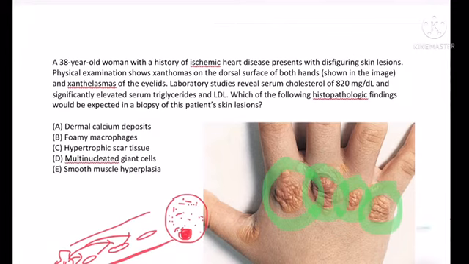Okay, so let's see the questions. Dermal calcification deposits, no, because we cannot see any hardened surface. We cannot have any indication that the patient is suffering from any chronic inflammation or any condition like hypercalcemia. Foamy macrophage, yes, it could be the answer. Hypertrophic scar tissue, no, because usually hypertrophic scar tissue can be seen after a trauma or after a surgical procedure. And multinucleated giant cells we can see in chronic inflammations. Smooth muscle hyperplasia cannot look like this. So our answer is foamy macrophage.